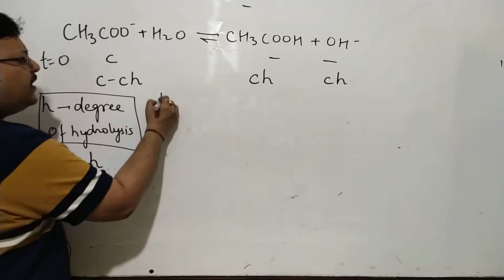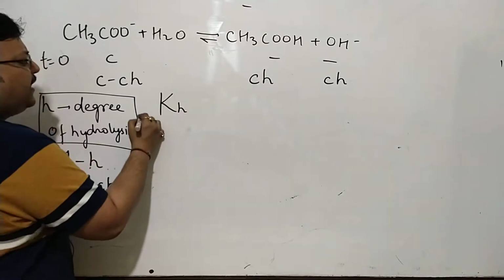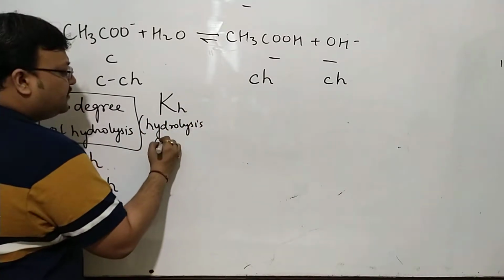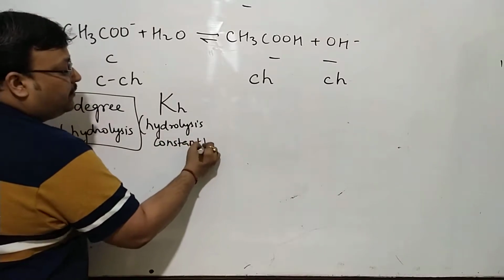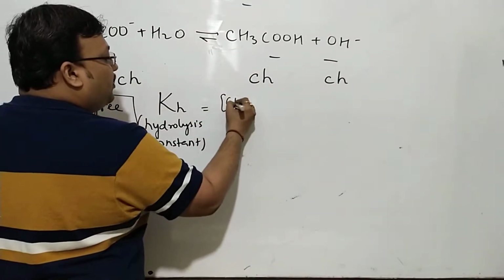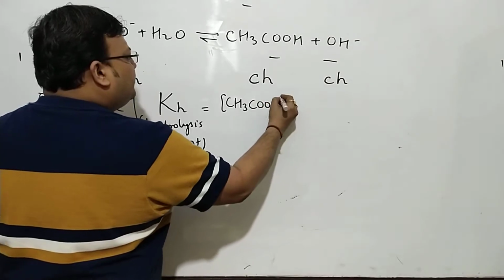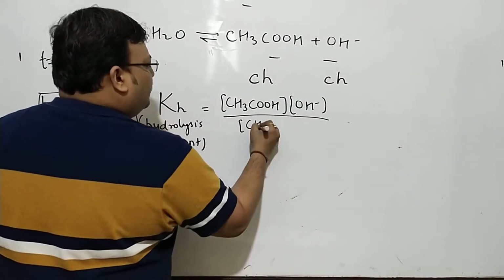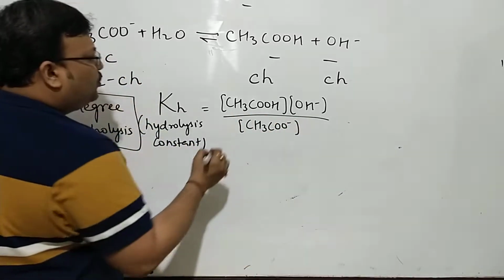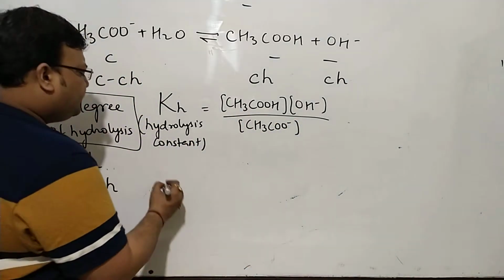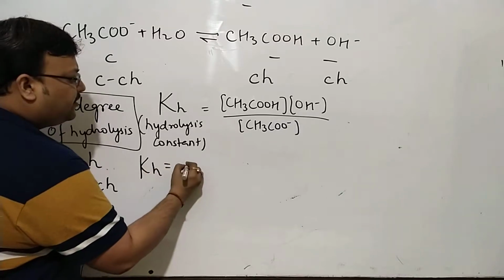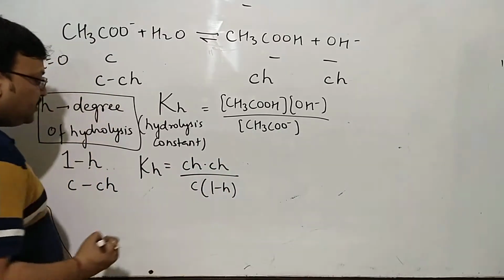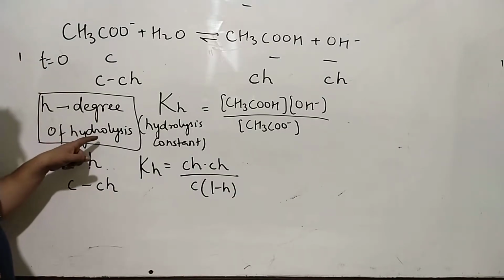Like any other constant, I would write Kh, which will be the hydrolysis constant. And like any equilibrium constant, this will be product upon reactant. Everything in square brackets, molarity, product upon reactant. I've told you it's a case of anionic hydrolysis. This will look like Kh is equal to Ch into Ch upon C(1 minus h).